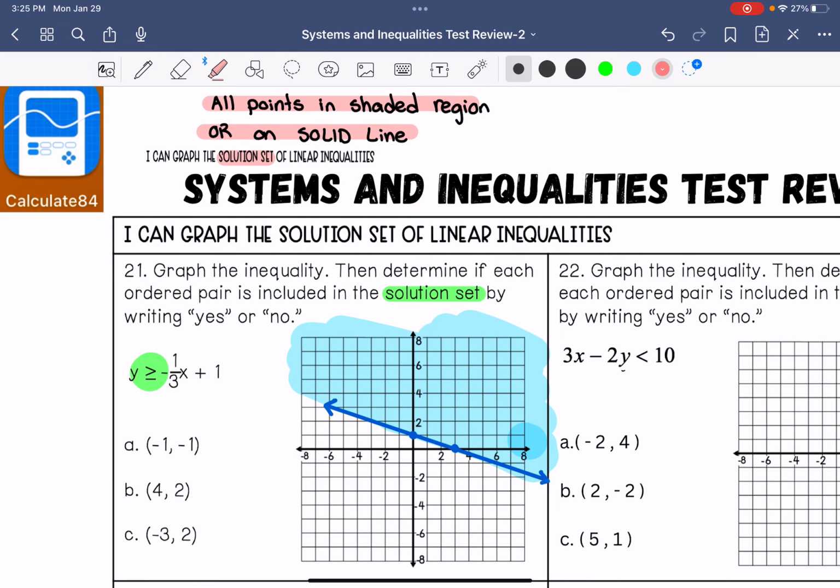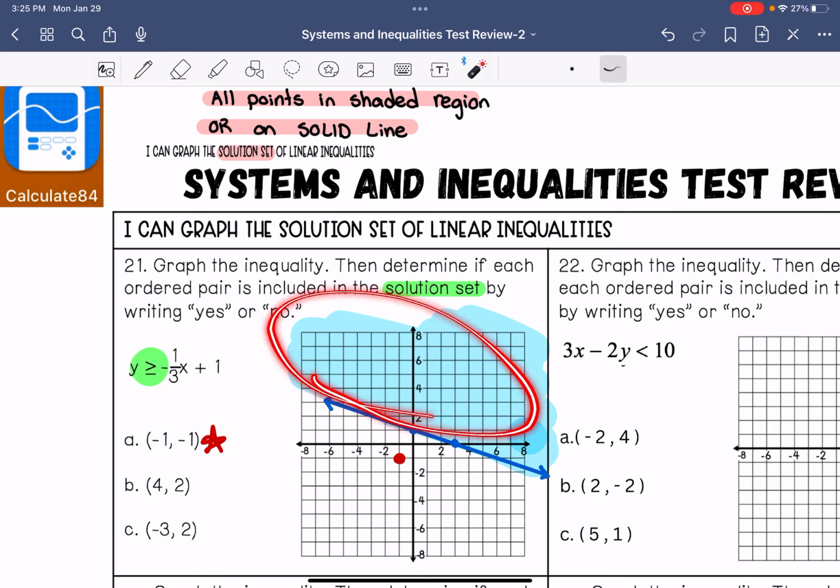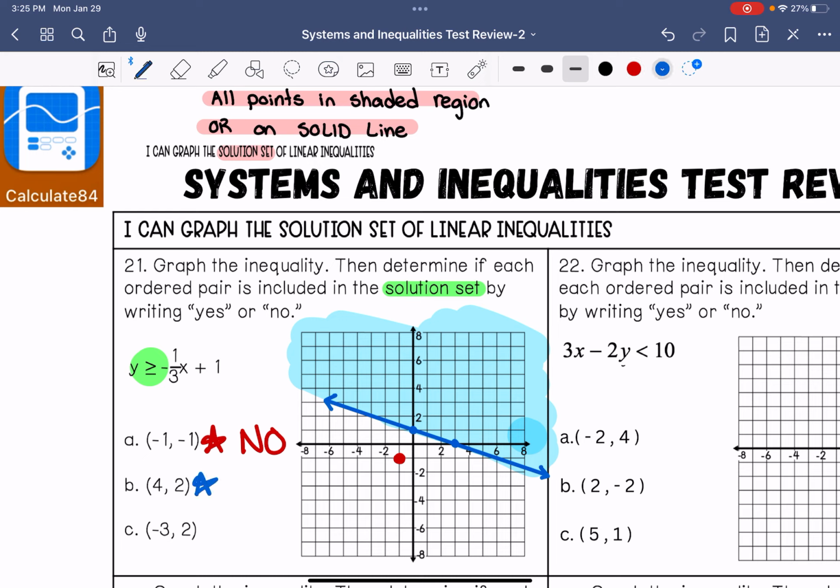All right, this first point. -1, -1. I'll go over to -1, -1, and I will plot the point. That point is not in the shaded region, and it is also not on a solid line. So this one is not included in the solution set. It's not a solution. I'll do my point 4, 2. Go 4, 2, plot my point. That one is in the shaded region, okay? It's contained within the shaded region, so it is a solution.